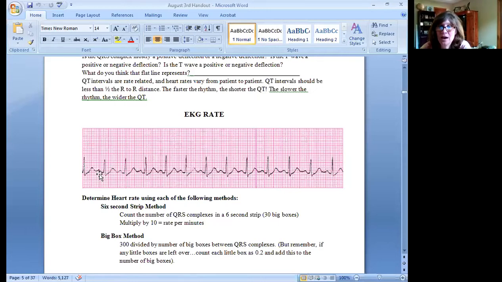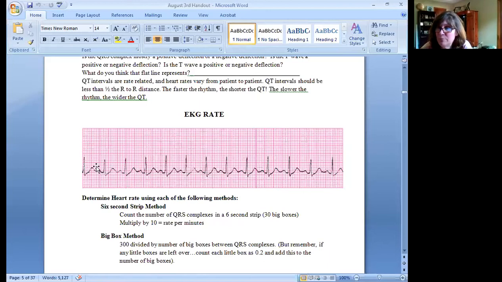And you will see, if you've already looked through your handout, that there is a systematic overview that we utilize. Number 1, what's the rate? It's 130. Number 2 is, what's the rhythm? It's very regular. Nice uniform P waves. It's sinus, but it's fast. Sinus tach. And that's as simple as it is.